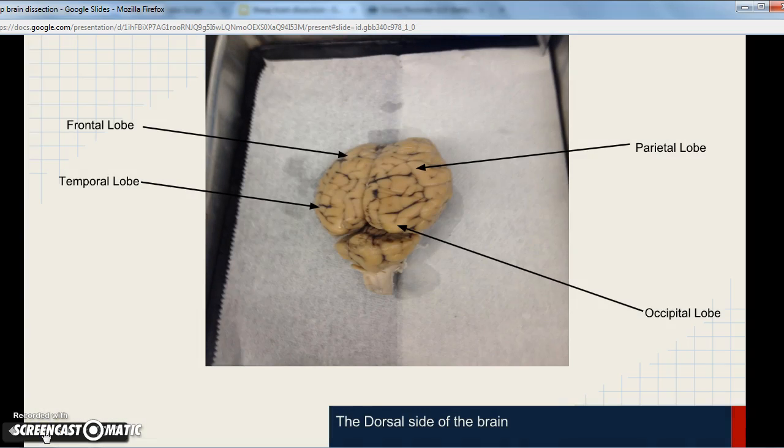The temporal lobe is responsible for the sheep being able to hear and process memories. It is posterior to the frontal lobe. The occipital lobe is responsible for the sheep being able to see and process what it is seeing. The occipital lobe is posterior to the parietal lobe, which is responsible for the body senses like pain, touch, temperature, and pressure.